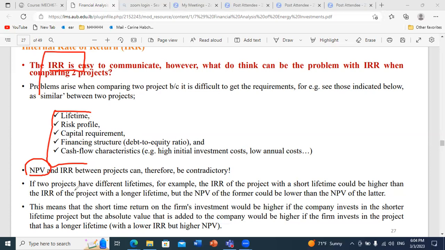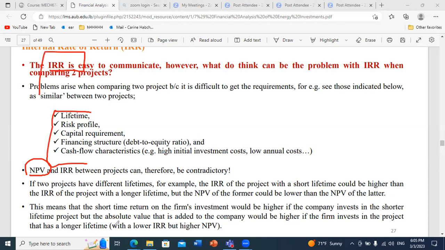So if two projects have different lifetimes, for example, the IRR of the project with a short lifetime could be higher than the one with the longer lifetime. But the NPV of the former could be lower than the NPV of the latter. This means that the short-term return on the firm's investment would be higher if the company invests in the shorter lifetime project, but the absolute value added to the company would be higher if the firm invests in the project that has a longer lifetime.